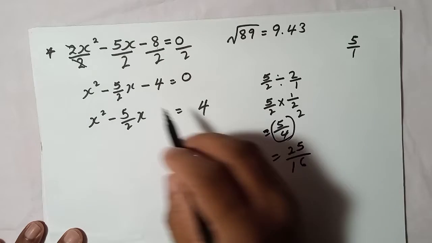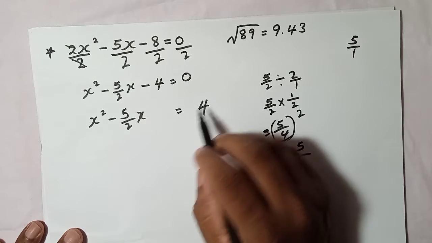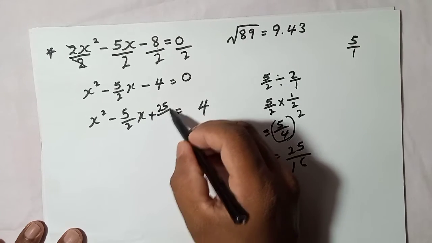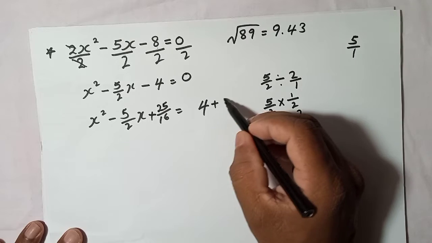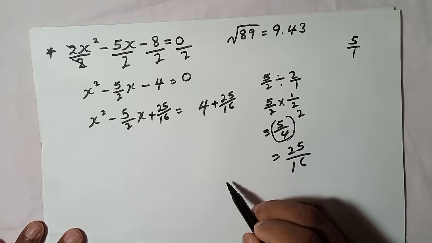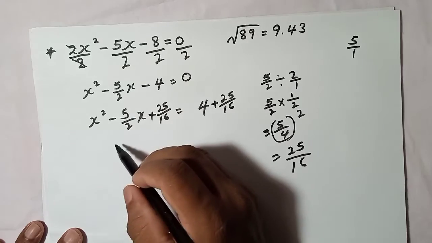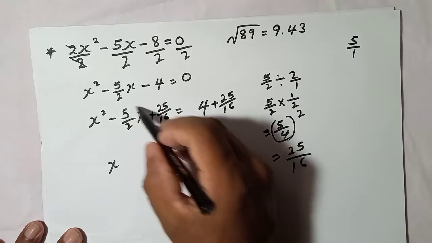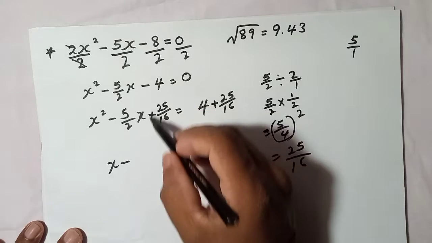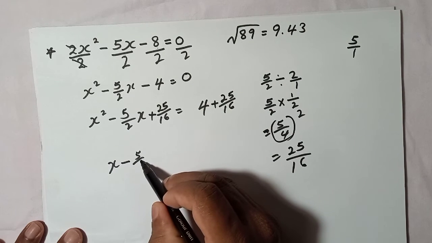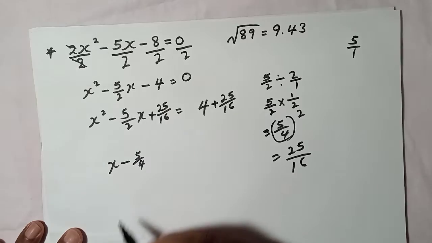Then I need to add this value to both sides. So I will add 25 over 16 here, and I will add 25 over 16 here also, right? Then next, you know how to get the square root of this. The sign is minus, and the square root of this is very simple, 5 over 4.